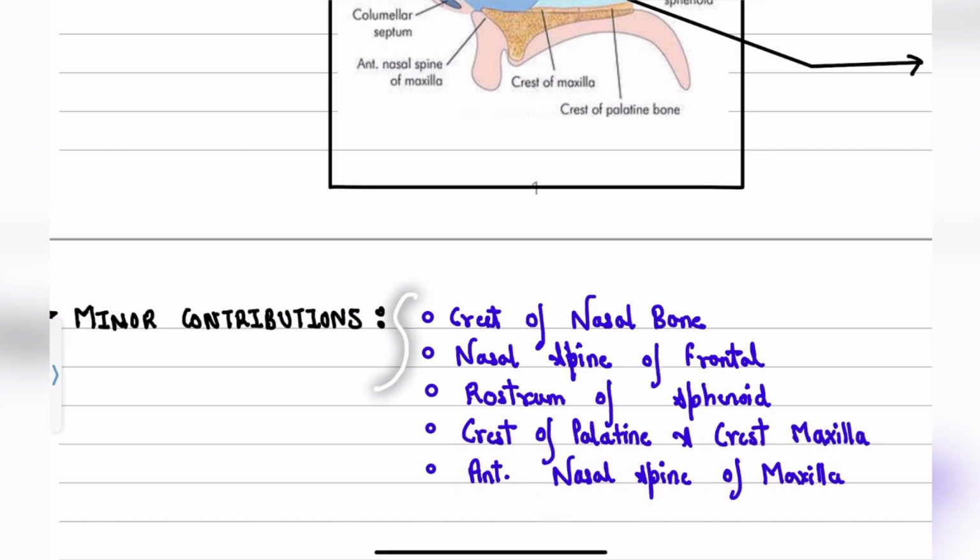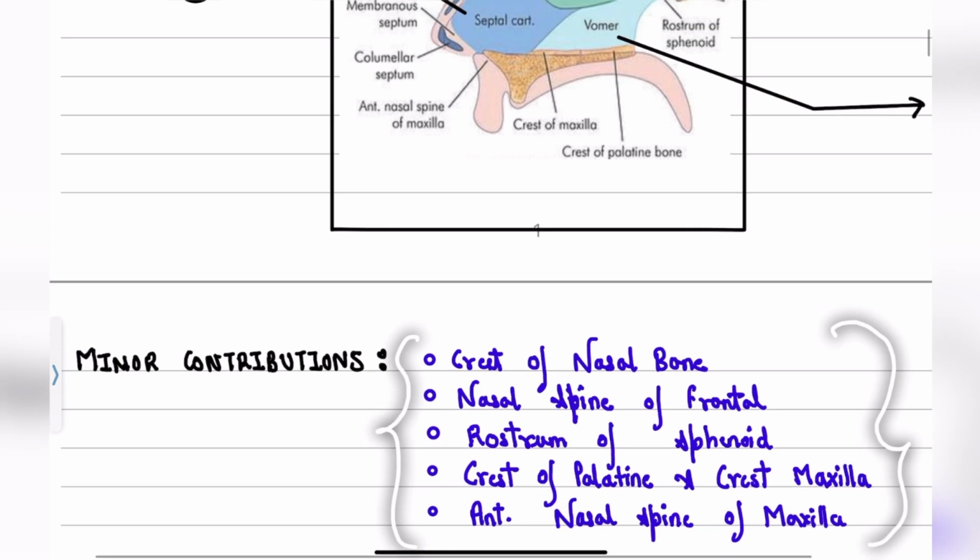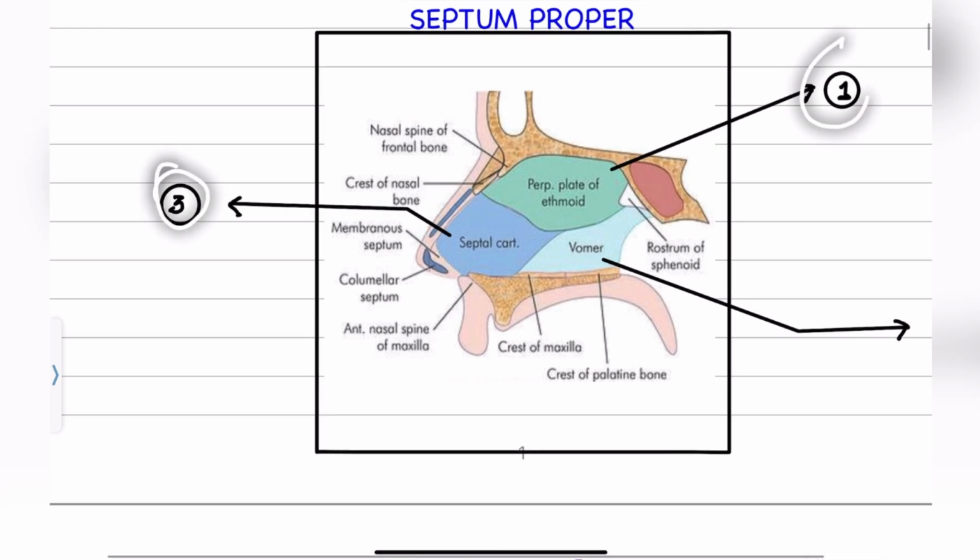You don't have to remember these things by heart. You just have to remember these three structures, that is the perpendicular plate of ethmoid, vomer and septal cartilage, and you are good for it.